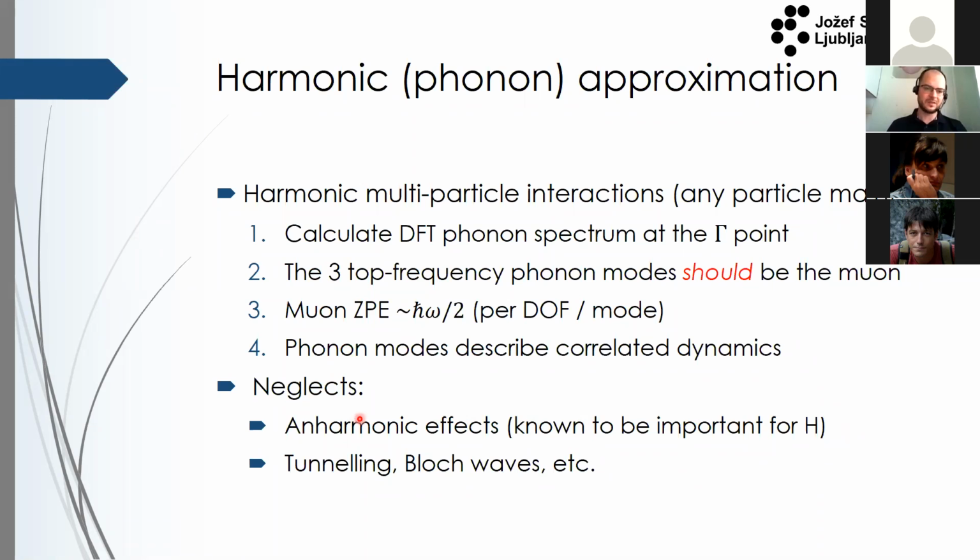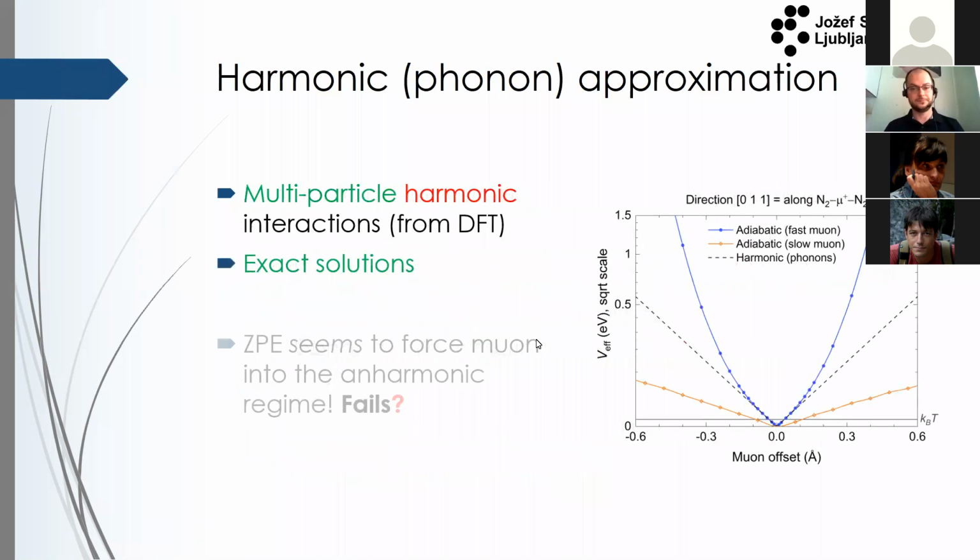In any case, that's not the only thing that we neglect. We, of course, also neglect any effect of multiple potential minima. So any tunneling, Bloch waves, and things like that also aren't described by this. In any case, we can at least try to calculate the effective potential for the muon from this. This is the dashed line here. As we see, it's completely flat on this scale, meaning it's completely harmonic by construction.